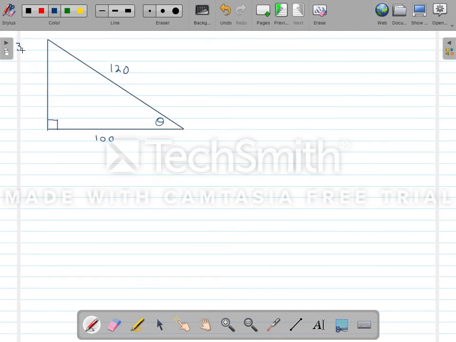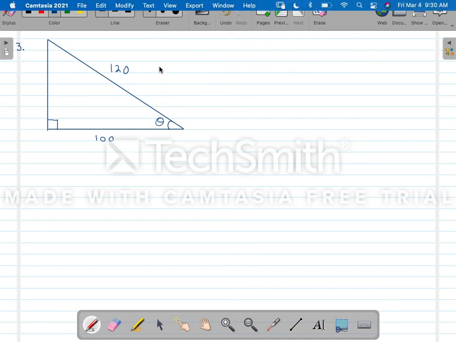Okay, here's one for you to practice on your own. You have a right angle triangle. You have this side given to you, 120. This side here given to you, it's 100. And you're asked to calculate what this angle here is. So take a moment, see if you can calculate that. If you can, you have this down, and you should be good.